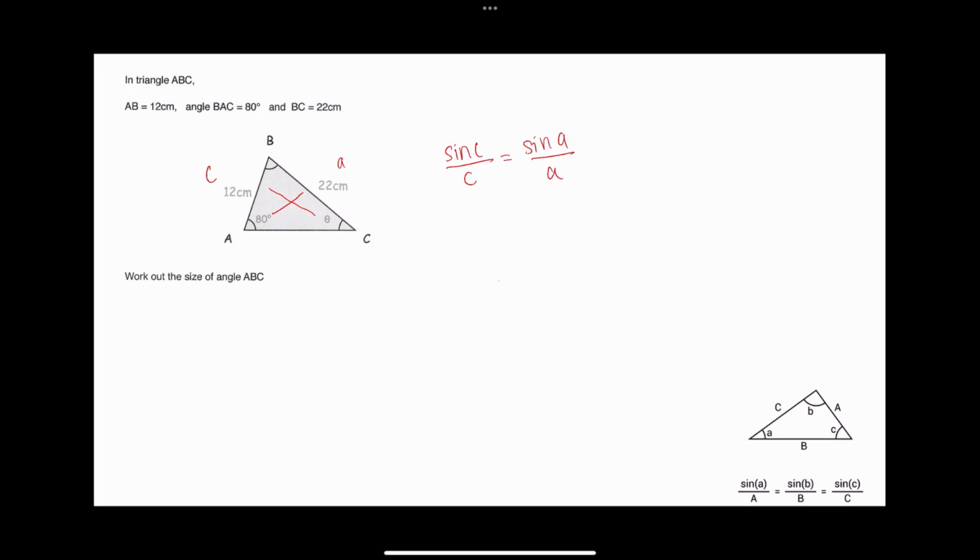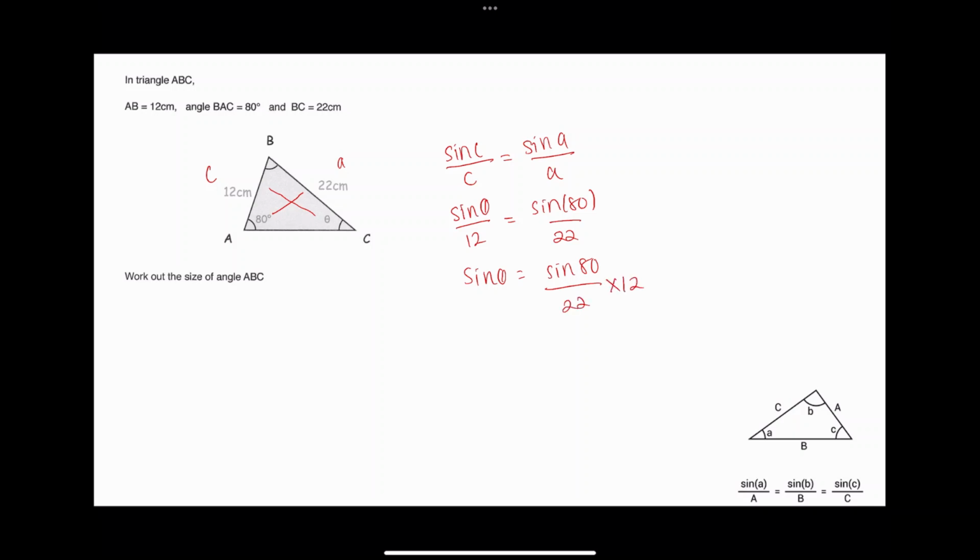The first step is to label the opposite sides to the angles, so the length of 22 centimeters is lowercase a and so on and so forth. The question is asking you to work out angle ABC, which is angle B, but you do have theta as angle C, which you can then use in the formula for your method. After that, you can use your angle rules to work out your third angle, i.e. knowing that angles in a triangle add up to 180 degrees.